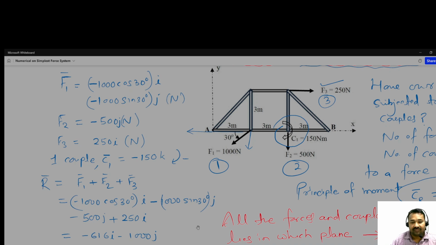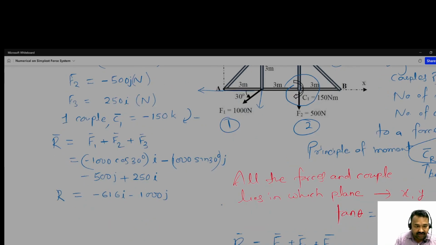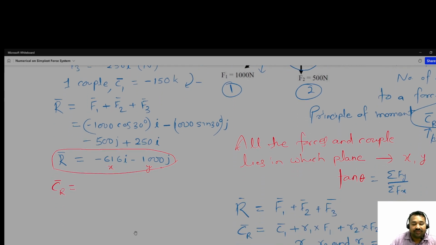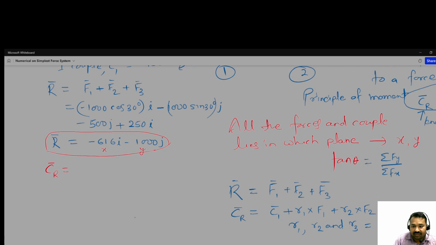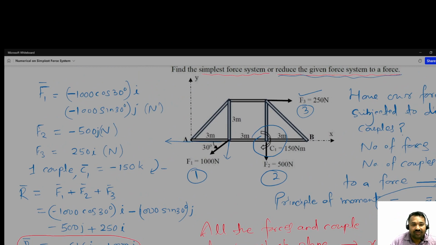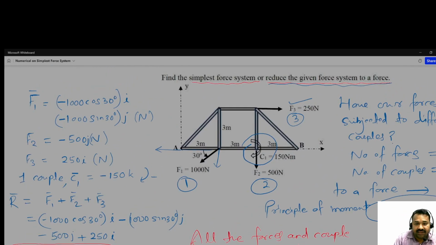Okay, so this is our resultant R, and this is the X component, this is the Y component. Okay, what is next? Next is to get the resultant couple. You can see from here, position vectors are required. In this case, position vectors are required. So how to get that? Let us write here. R1 is what?